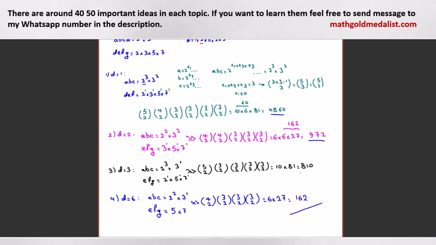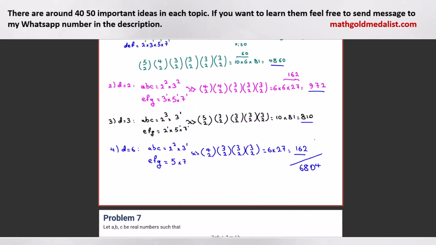This number, this number, this number, and this number. 2 plus 2, 4. 6 plus 1, 7, 7, 14, and 6, 20. You have 2. 2 plus 1, 3. 3 plus 8, 11. Plus 9, 20. Plus 8, 28. We have 2. 2 plus 4 is 6. So our answer is 6,804.